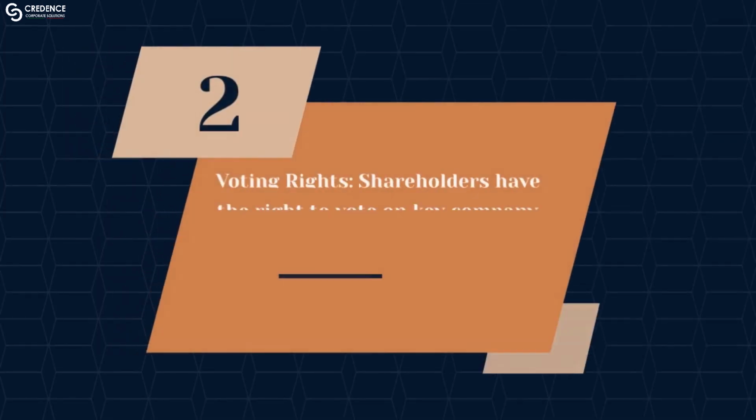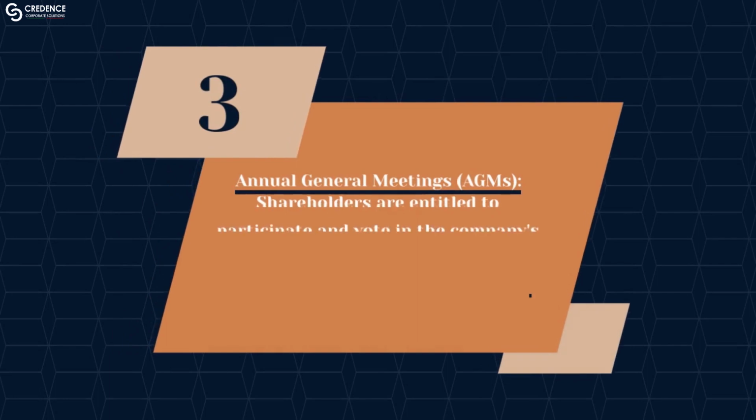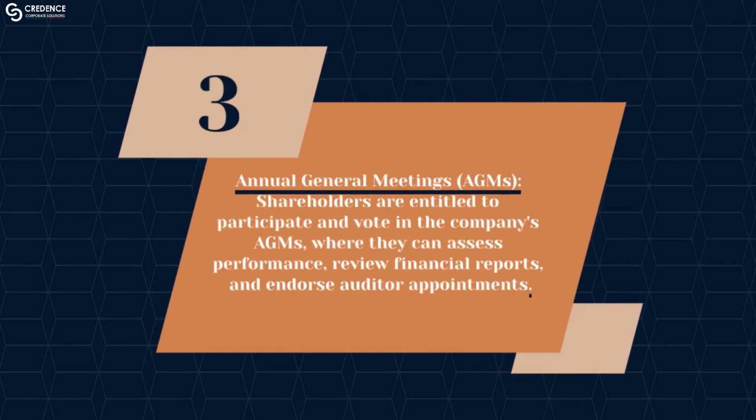2. Voting rights. Shareholders have the right to vote on key company matters like electing directors and approving mergers, with their voting power tied to their share ownership. 3. Annual general meetings, AGMs. Shareholders are entitled to participate and vote in the company's AGMs, where they can assess performance, review financial reports, and endorse auditor appointments.